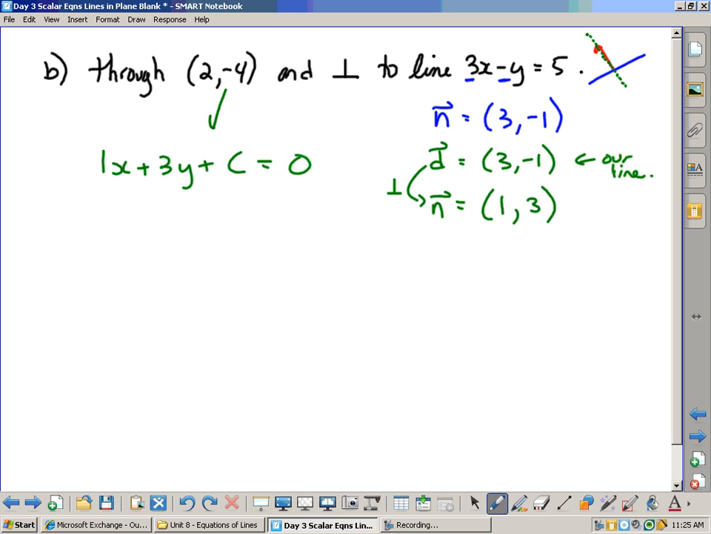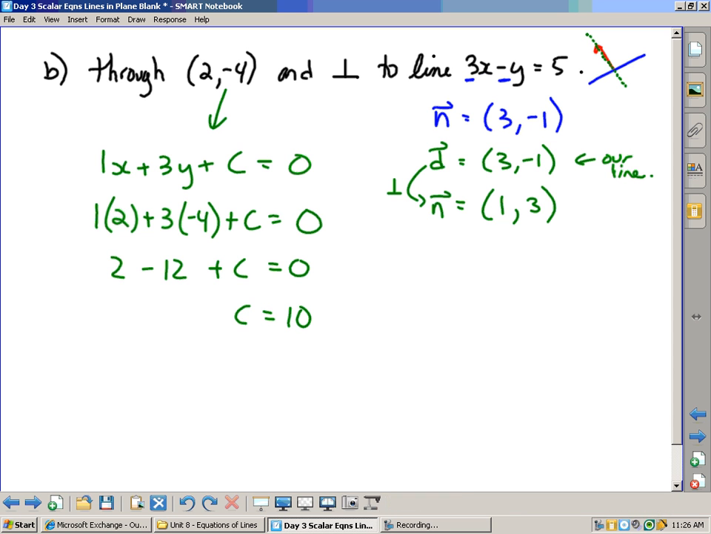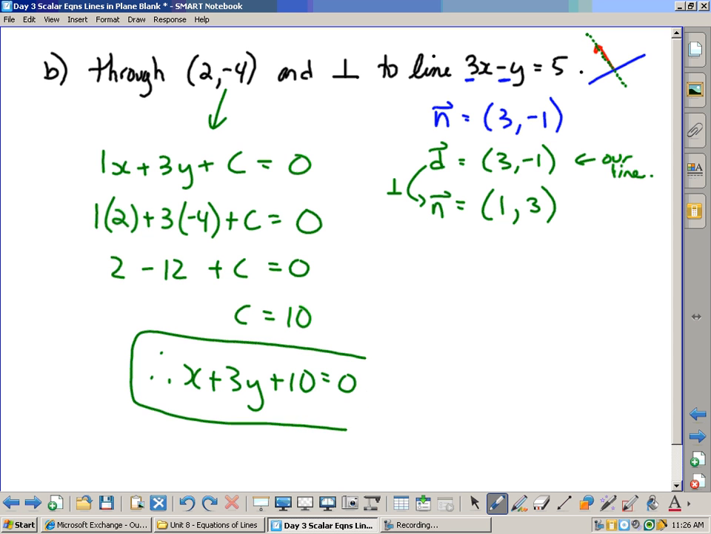Then we'll take the given point and sub it in. So that's 2 minus 12 plus c equals 0. That's negative 10. Over to the other side is a positive 10. So therefore the equation is x plus 3y plus 10 equals 0. And that's the equation of our line, which must be perpendicular to the blue line that they gave us.